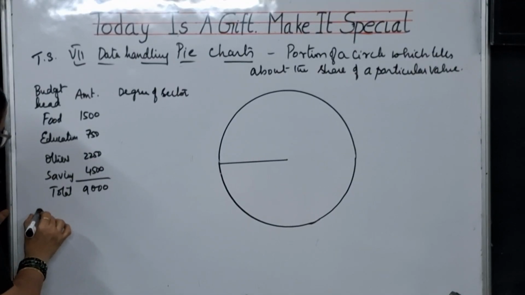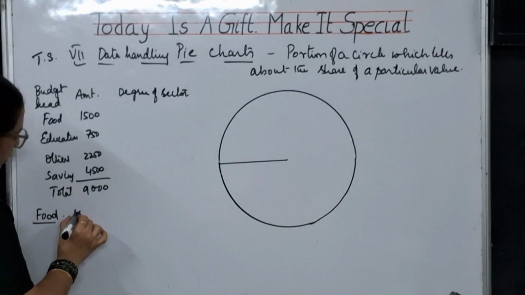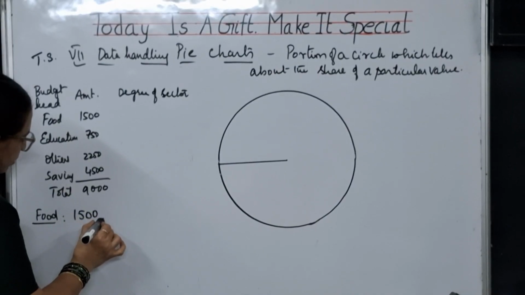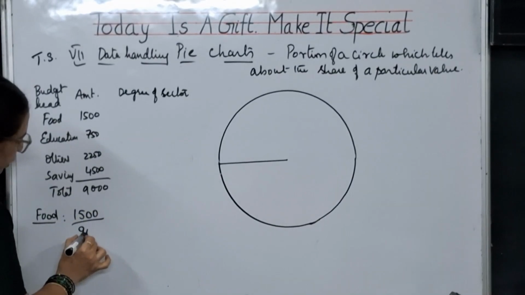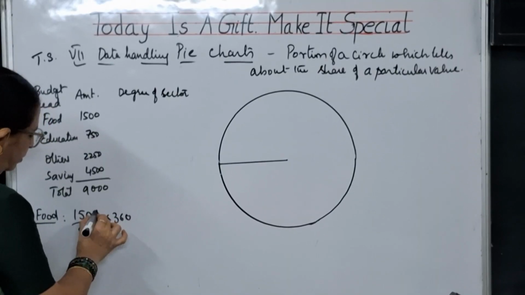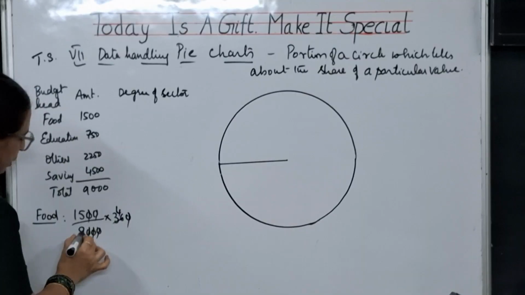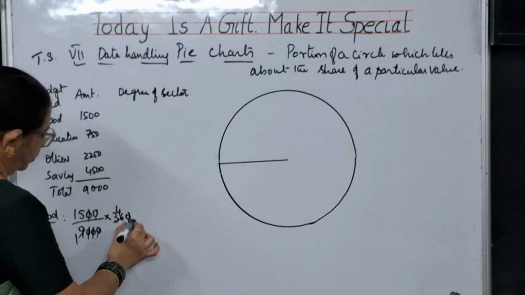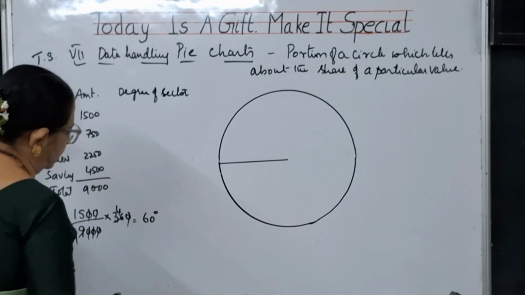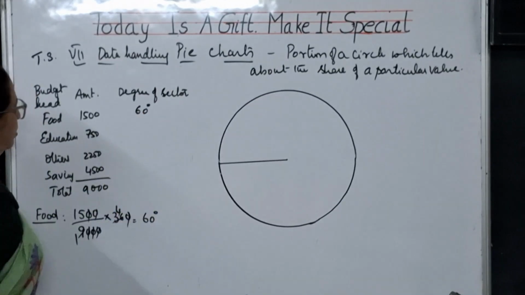So first food is there, no? So for food, the calculation is, take 1500, whatever is the food content, and divide it by the total amount, multiply by 360. Zeros cancel. 9 fours are 36, 15 fours are 60 degrees for food. So here I will be writing 60 degrees.